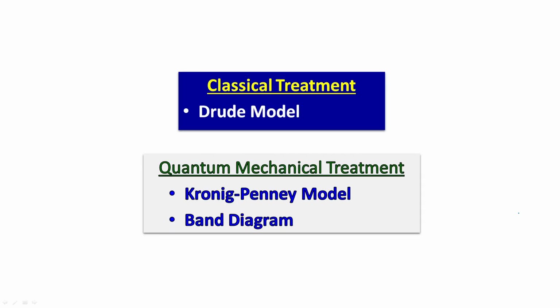So, we will talk in terms of two important models. One is a classical model, which is called the Drude model, and another one is a quantum mechanical model, which is nothing but the Kronig-Penney model, and then we show band diagrams later on. The classical model is the Drude model, which depends on the classical treatment. Quantum mechanics, I hope you have some idea of, but if you do not, I will explain or give you some references of books which you can read.